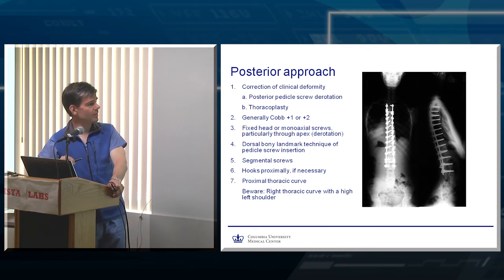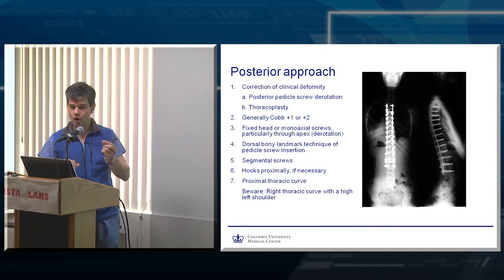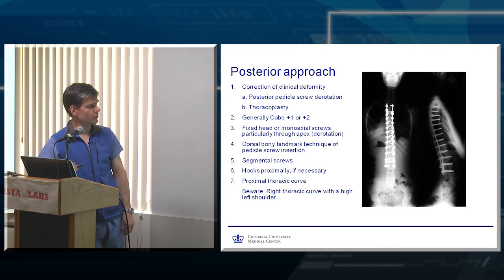Generally, we go Cobb angles plus 1 or 2 posteriorly. Beware the rule maker. It's not a hard and fast take-home rule there. I like to use more and more monoaxial screws. I rarely use fixed head screws that have no mobility. I like the ones that move in the sagittal plane. I think it stresses the screws a little bit less.